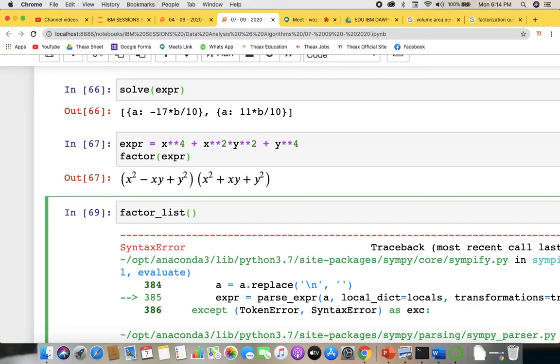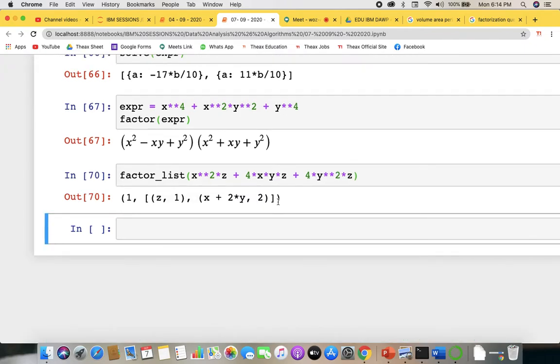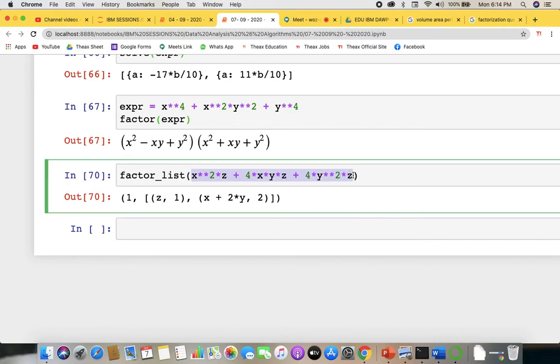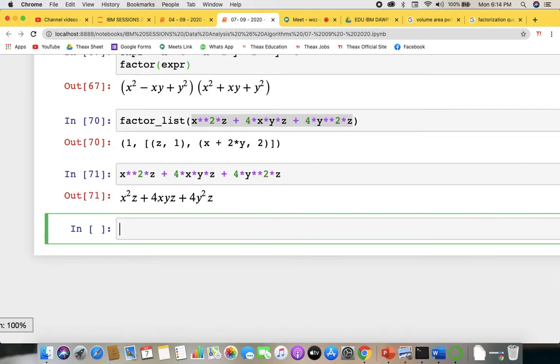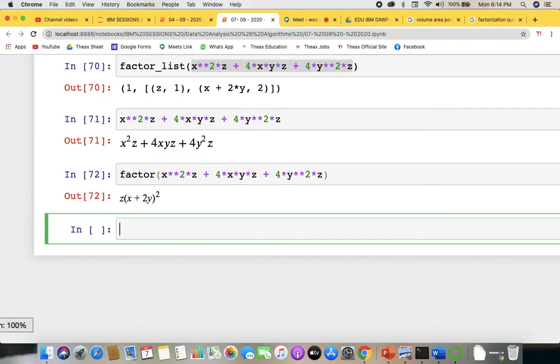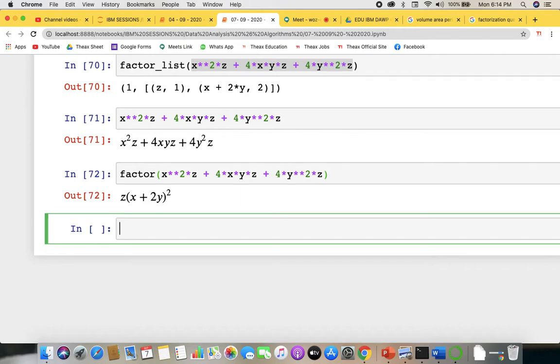So let's write the equation: x square z plus 4xyz plus 4y square z. Factor_list of this equation, right? You see, this is the equation. If I use factor on this equation, it will give you z times (x plus 2y) whole square, exactly, right?